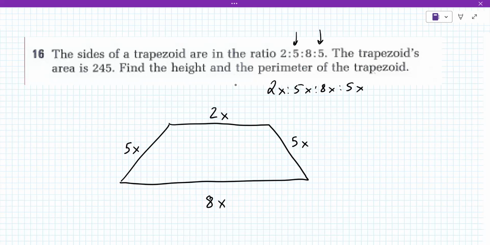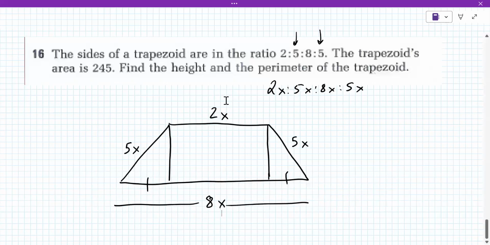So let's drop an altitude down. These two segments are congruent that I've drawn there. That means, and it's not drawn well, but 8x is the whole length. So if you subtract out the 2x, what is 8x minus 2x? 6x. And that 6x is divided up among these two right here. So that's 3x and 3x.